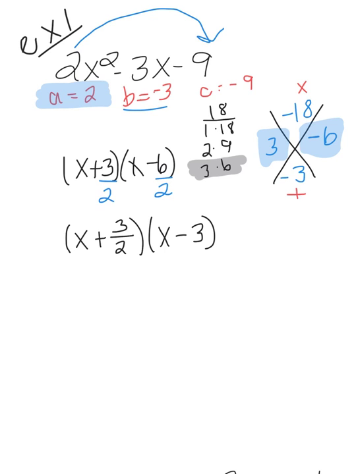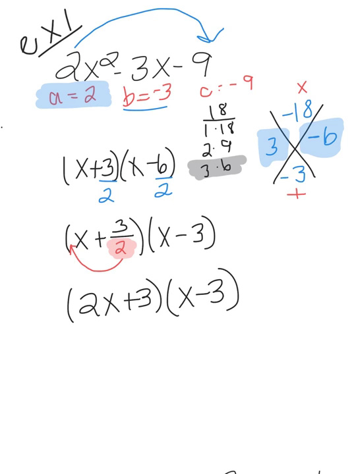My last step is called bottoms up, because I take this bottom number and I move it to the front. So I get 2x plus 3, x minus 3. And I am done with that problem. That is my answer. If I wanted to check my work, I can always multiply this back out, and I'll show you that.